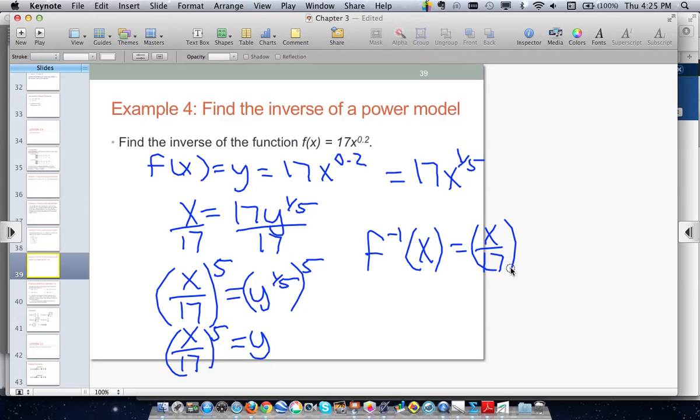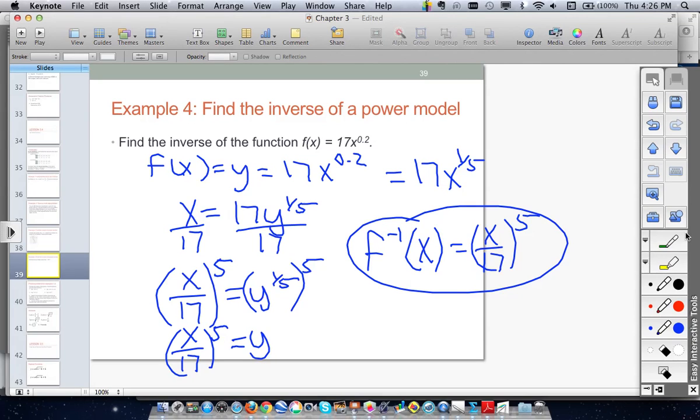We could simplify this further, I suppose, if we wanted to say x to the 5th over 17 to the 5th and whatever crazy big number 17 to the 5th is. But since most of our x values are going to be small numbers, we'd rather do the division of 17 first and then take that to the 5th degree. So this is simple enough. We'll go ahead and keep it like that. And that's it. When we want to find the inverse function, write the original function, flip-flop the x and y, solve for y to get it by itself again. That's your inverse function.